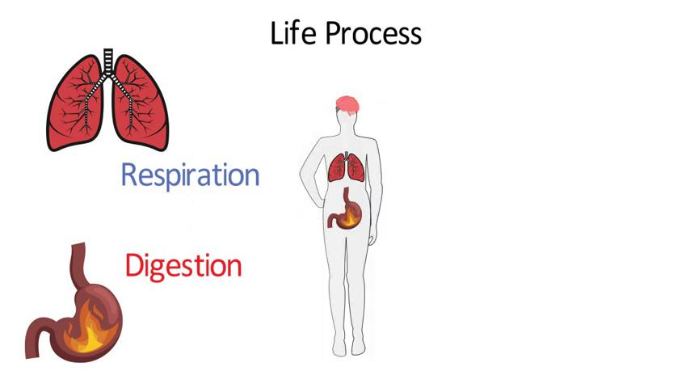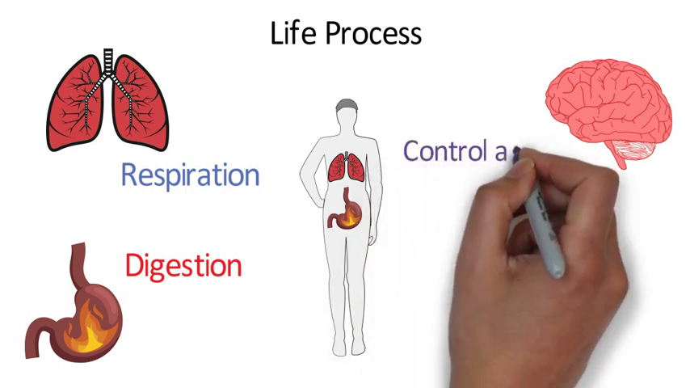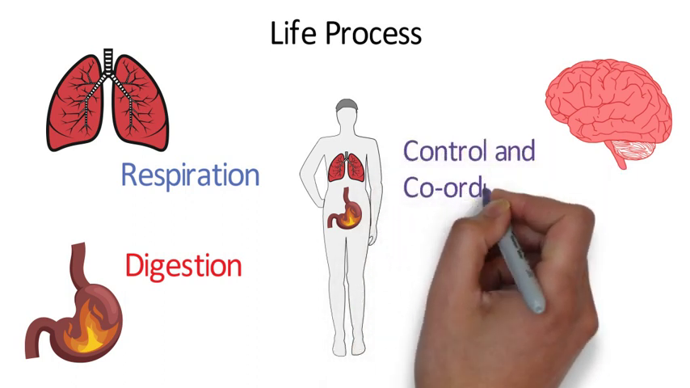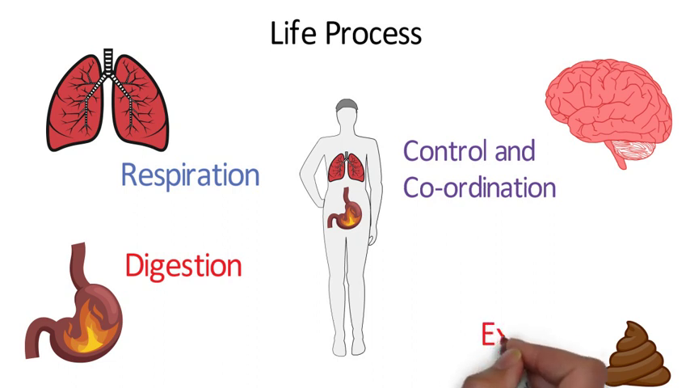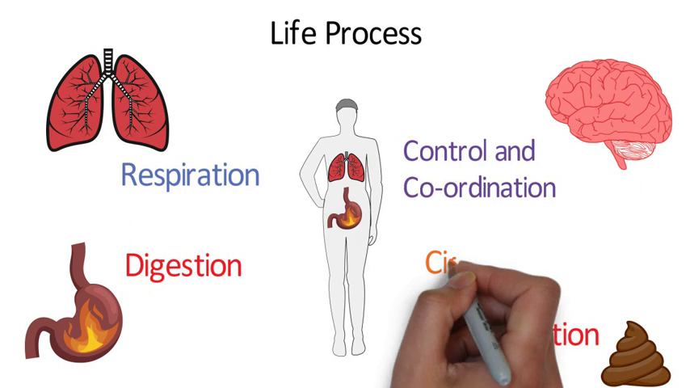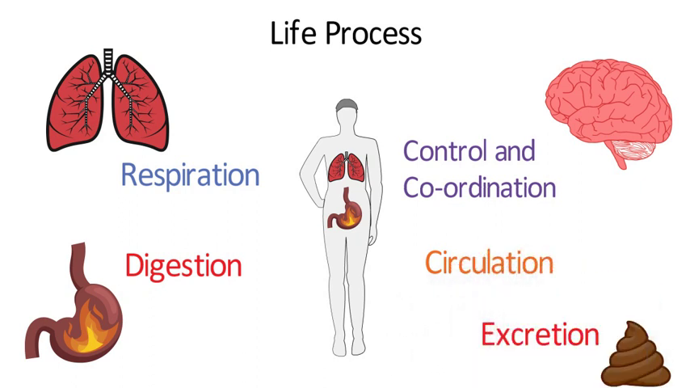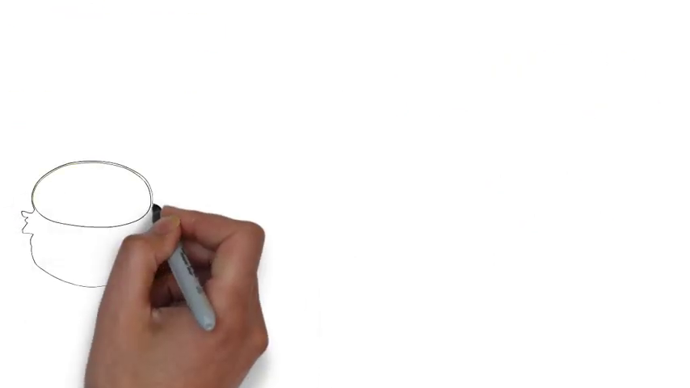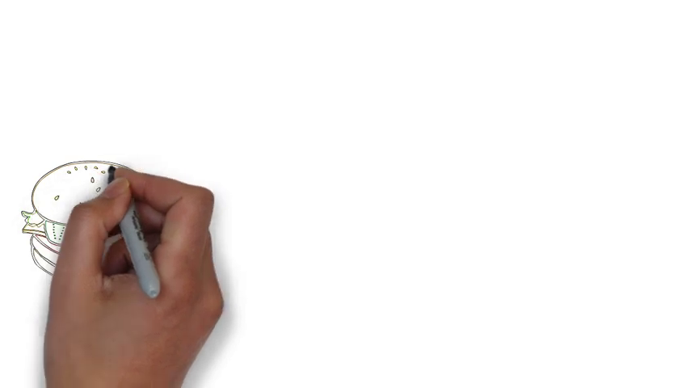Then there is the brain, which performs the important function of control and coordination. The brain controls all the activities of the body, and it coordinates with all the organ systems so that they can function properly. So the brain performs the coordination system. And yes, there is the excretion system which excretes the waste products out of the body. And then there is the circulatory system which circulates the blood. So all these systems are vital. But today we are going to take into detail the system of digestion.